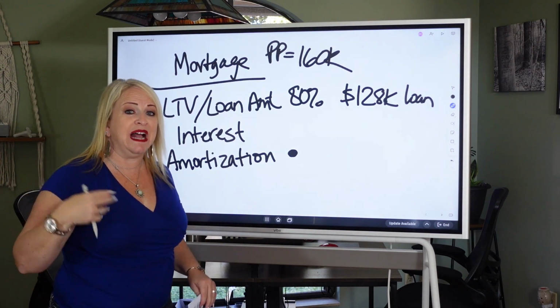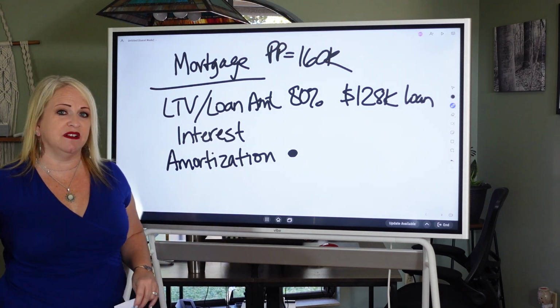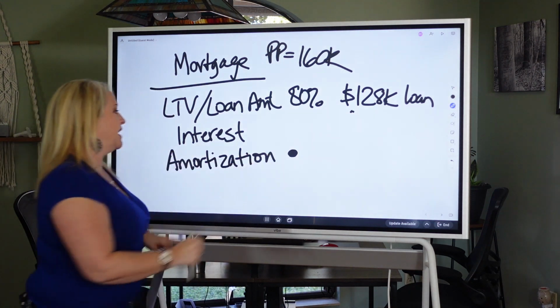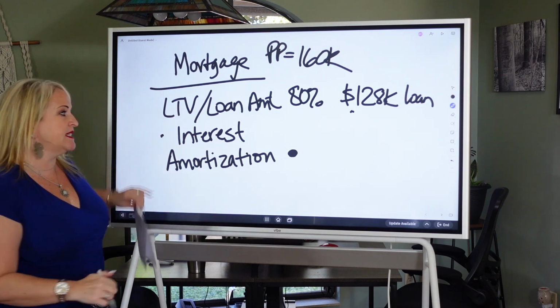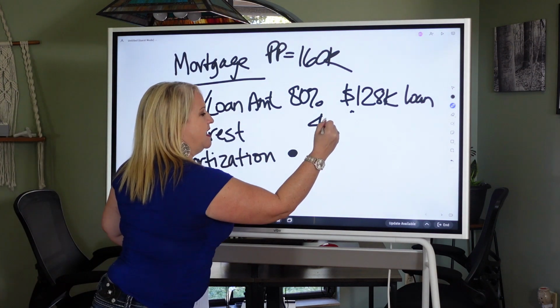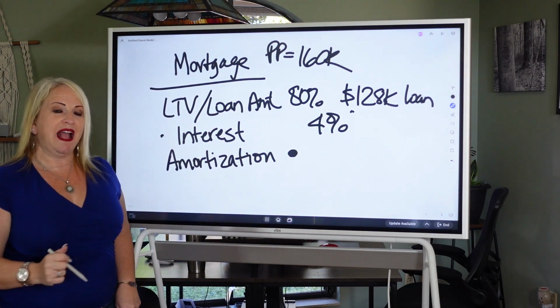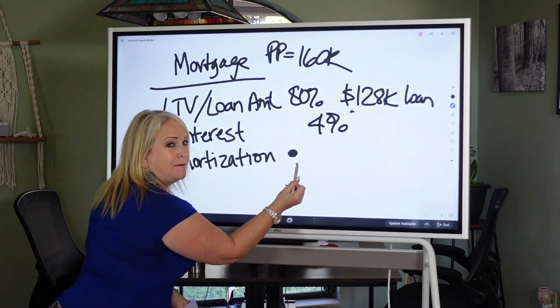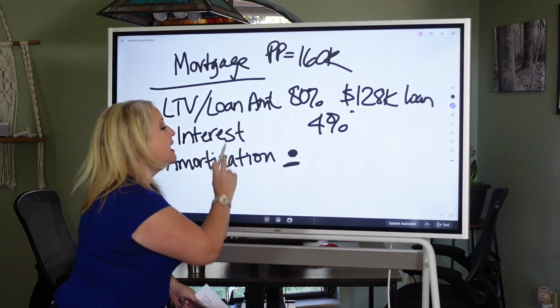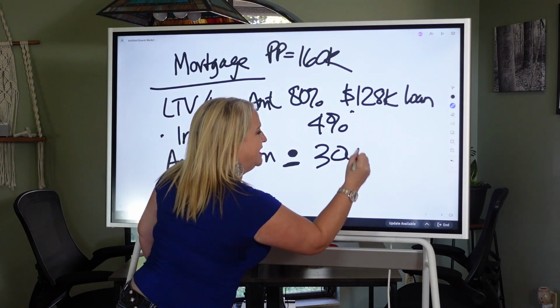Now we have to come up with the rest. We have to come up with the other $32,000, all right? But this is impacting our mortgage. Now there's interest rate and amortization period. So let's just say that the interest rate is 4% and the amortization period is 30 years.